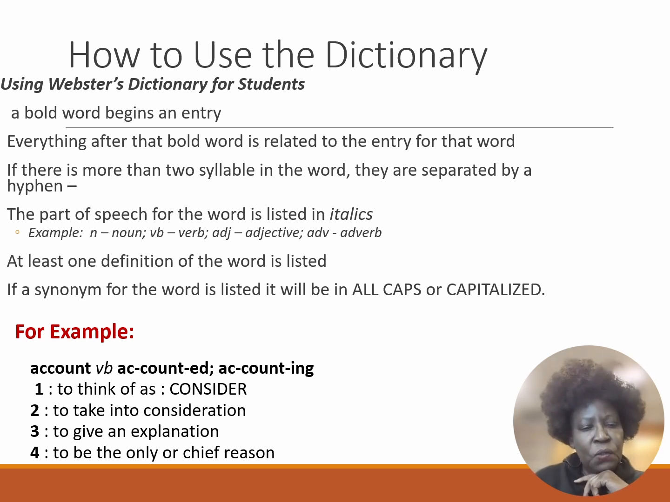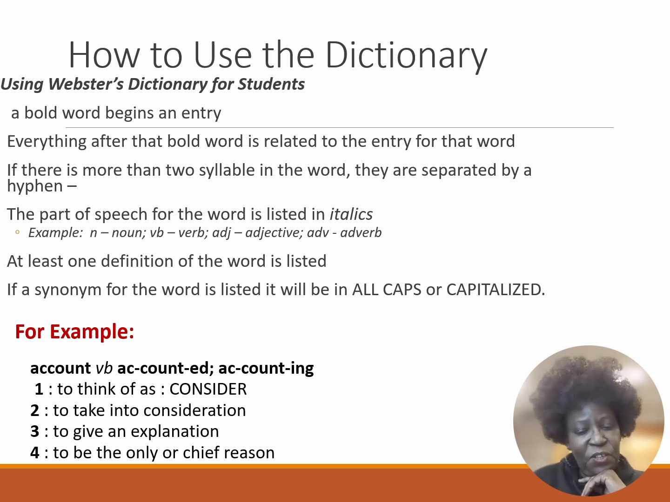the entry should also include the part of speech that that word represents. For example, if it's a noun or verb or adjective or adverb, and at least one definition of the word needs to be listed. Some dictionaries will also include a synonym for that word, and if it is listed, it would be in all caps, all the letters would be capitalized. All right. And I give you an example here of an entry word called account.